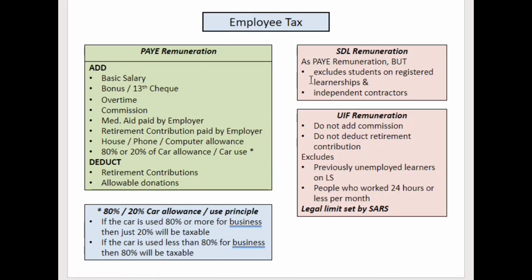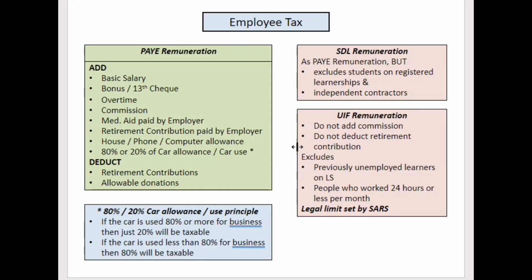There's also an SDL remuneration. It's the same as the pay as you earn, but it excludes students on registered learnerships and independent contractors, which really means that you do not have an extra column for it in your assignment, because the assignment normally says you do not have learners on a learnership and you do not have independent contractors, because they don't want to overcomplicate things for you. And there's only so much time to do the work in.